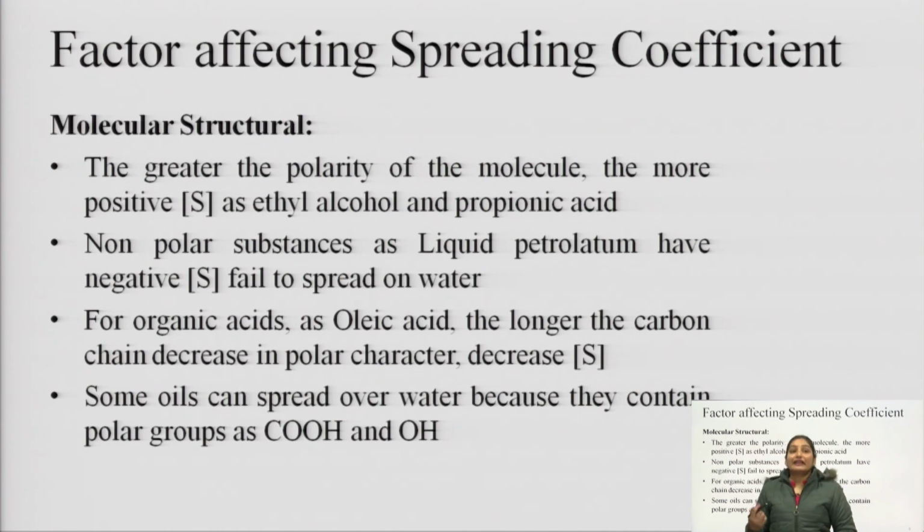In the case of organic acids, a longer carbon chain decreases the polar character and decreases the spreading coefficient. Certain oils can spread over water because they contain polar groups such as COOH and OH. So, we can conclude that if the polarity is more, the value of S and the spreading coefficient will be greater. If there is less polarity, then there will be a decrease in the value of S and the spreading coefficient, and spreading will not occur.